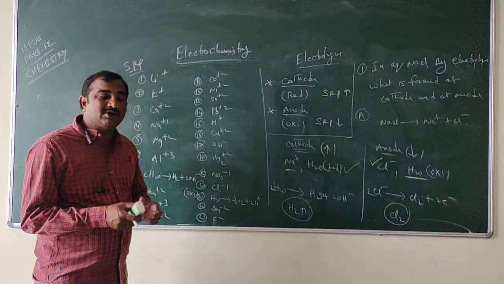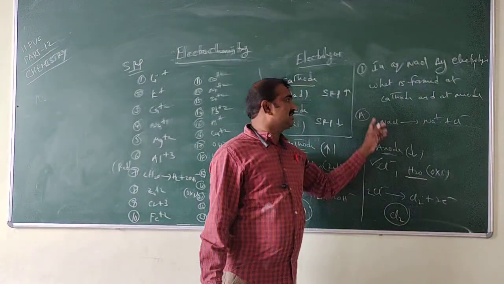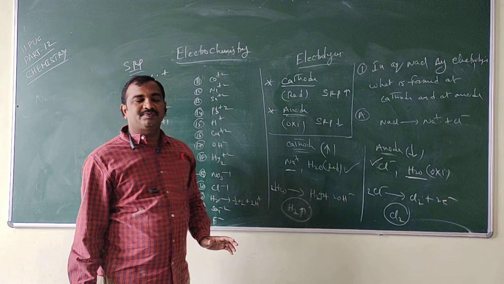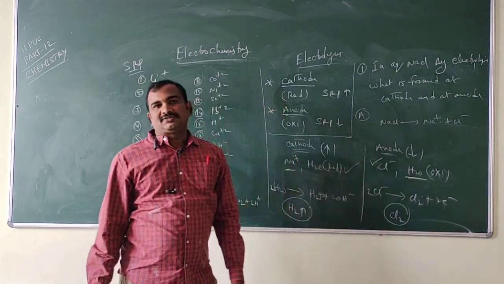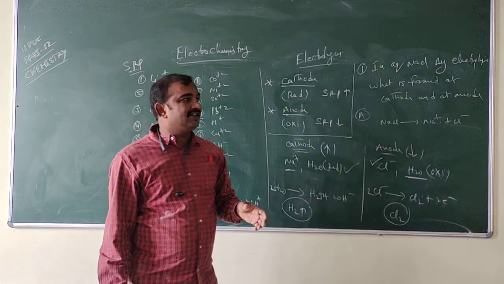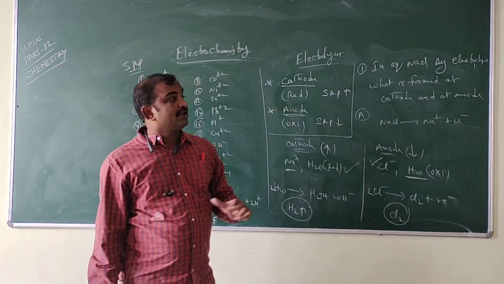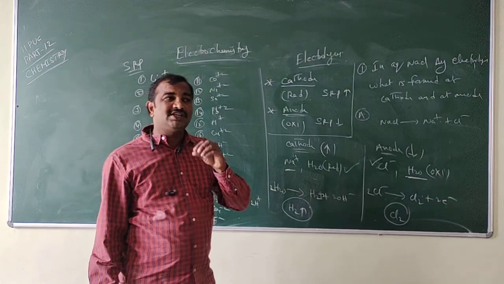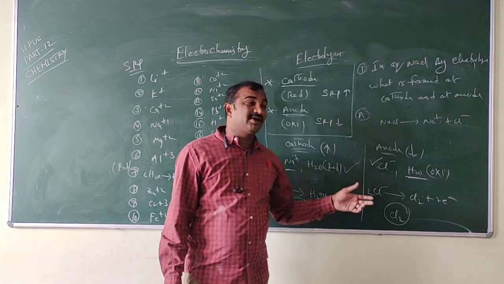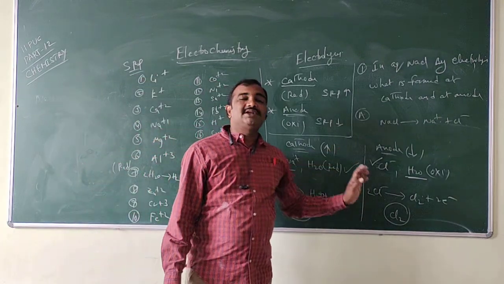So here what we understand is: in aqueous NaCl by electrolysis, what is formed at cathode and what is formed at anode? At cathode H2 is formed and at anode Cl2 is formed. But in fused NaCl by electrolysis, fused means there is no water, only NaCl is there. So at cathode Na is formed and at anode Cl2 is formed. But in aqueous, H2 is formed at cathode and Cl2 at anode.